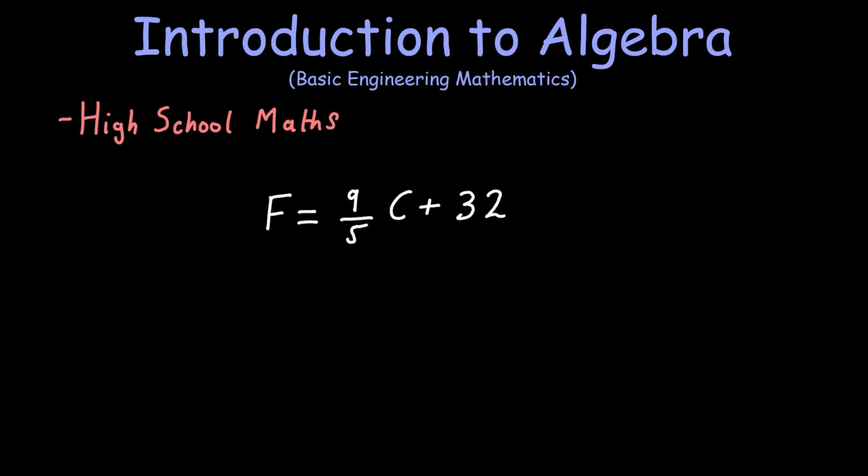One of the great things about algebraic expressions like this is you can also do the reverse. You can convert a temperature in Fahrenheit into degrees Celsius by rearranging the equation, and this is something that I'll explain in more depth in a later lesson, but I'll just show you quickly here how this is done.